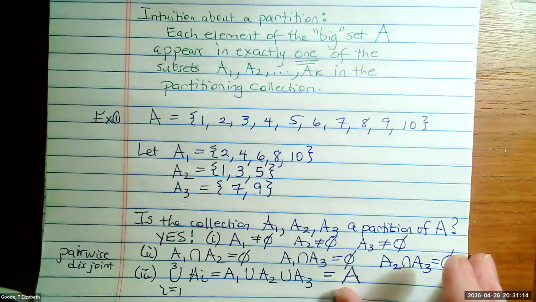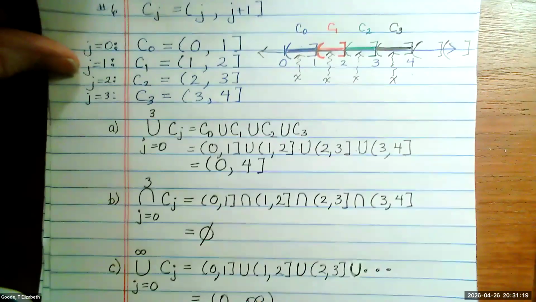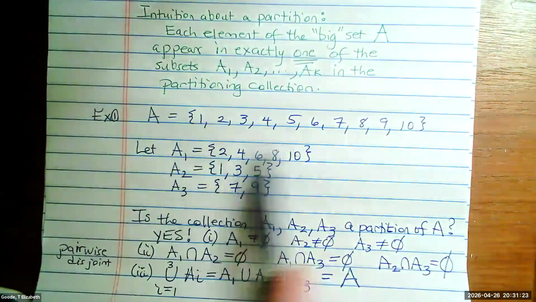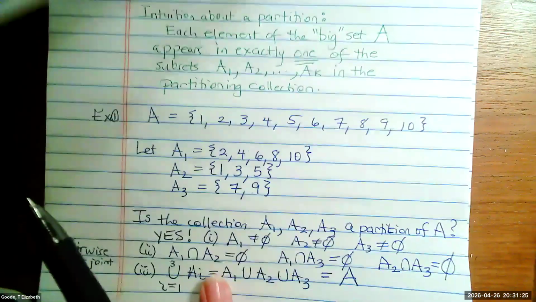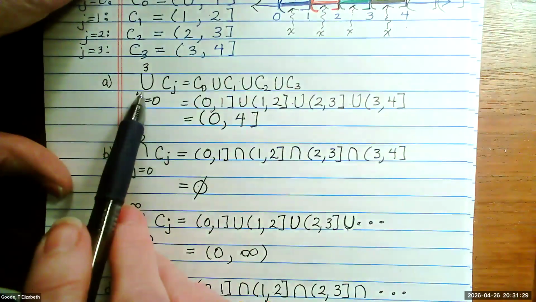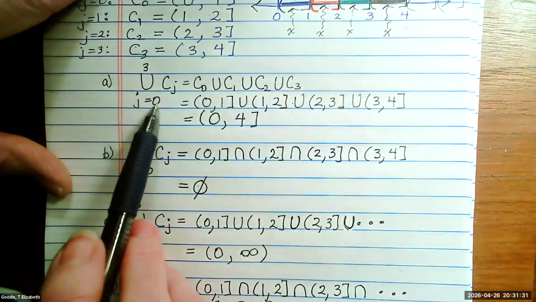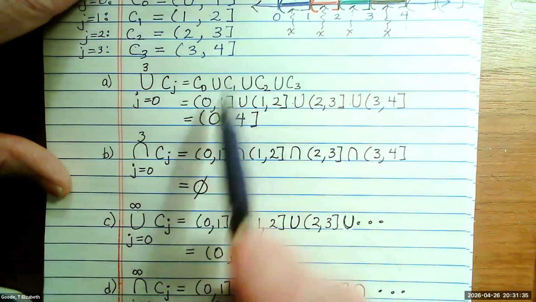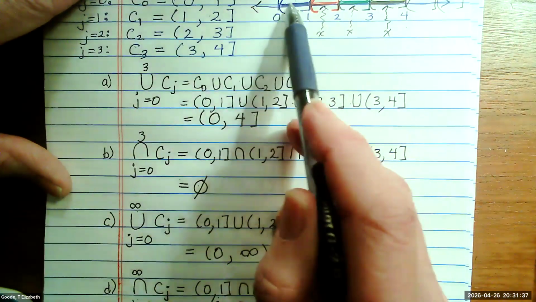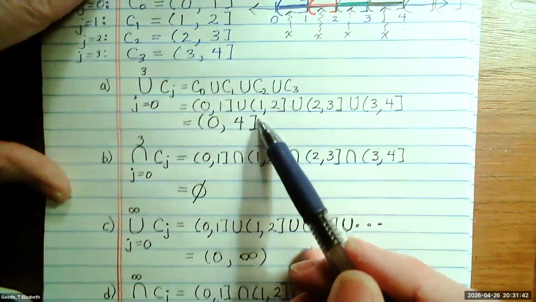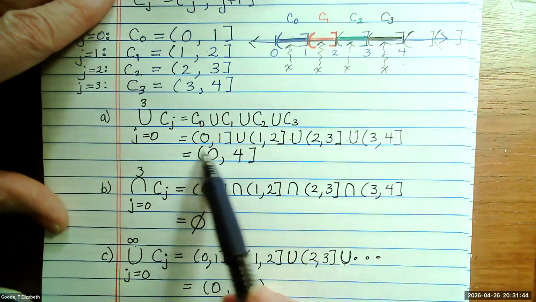So now let's go back and look at this collection of sets. These aren't finite sets. See, these are finite sets. It's a little easier with finite sets, but we can still think along these same lines. When we took the union from j equals 0 to 3, we said, okay, we don't include 0, but we get all the real numbers to the right of 0 up to and including 4. Do you agree? Yes. That was the union.